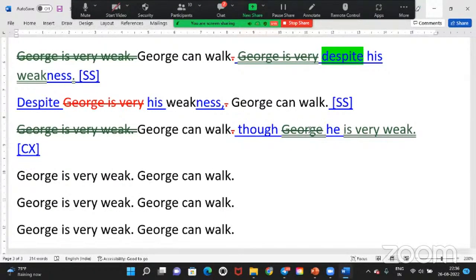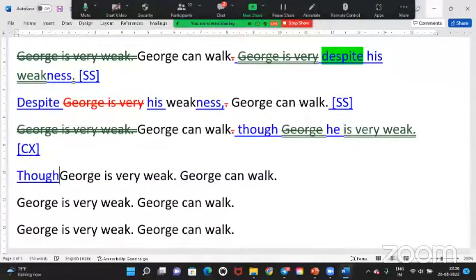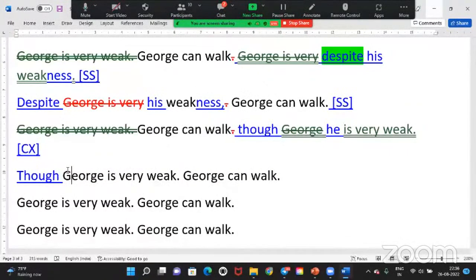So George can walk, though he is very weak. Now here, what I'll do, that same thing is here. Though George is very weak, comma will come here. Remove full stop. And here the second George will be removed. He can walk. Though George is very weak, he can walk. That's all.